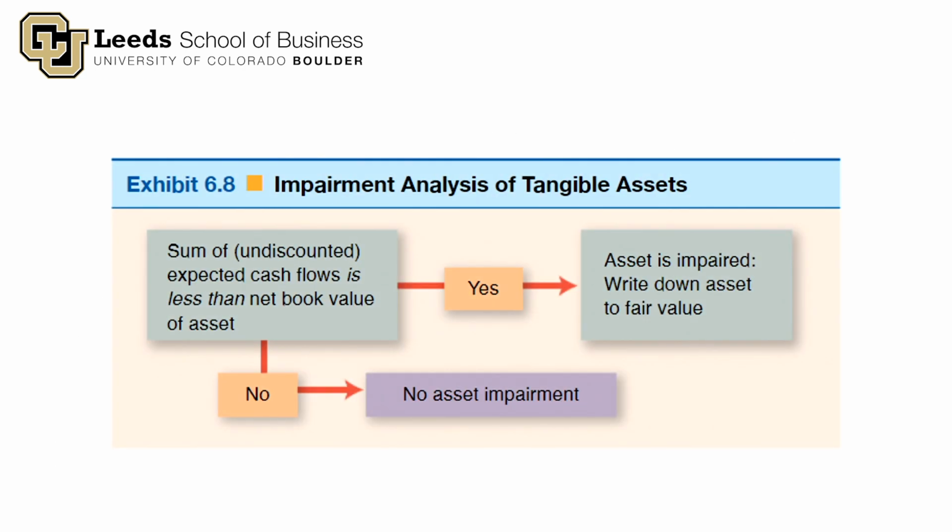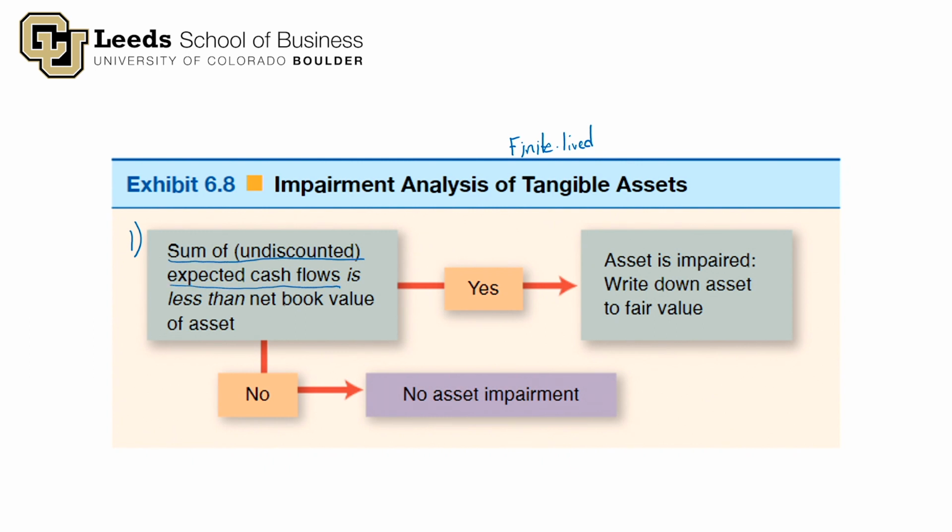So here's just the exhibit from the textbook. This is the impairment analysis of, they're saying tangible assets, but this is finite-lived assets, okay? Step one, okay, let's start at step one. We're going to take the sum of undiscounted expected cash flows, okay? So let's just talk about this first term here, the sum of undiscounted expected cash flows.